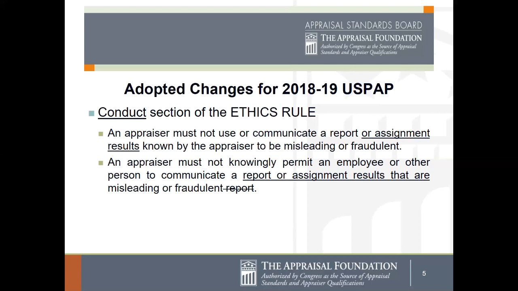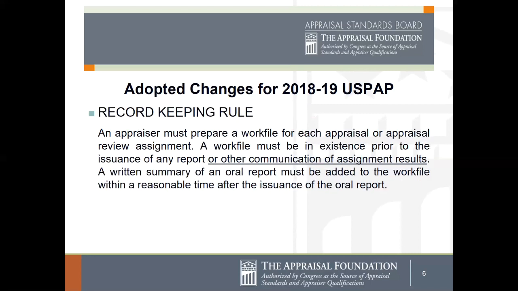In our previous editions of USPAP, it addressed the inappropriate communications of reports, but it didn't address the other communications to a client. Therefore, it was necessary to add such communications to the prohibition in the conduct section that addresses the actions of appraisers. Okay, so we're making clear that fraudulent or misleading communication, whether it's an actual report or a part of a report, is not okay. Right.